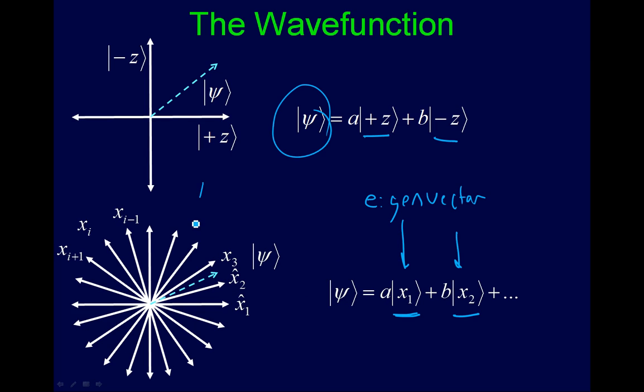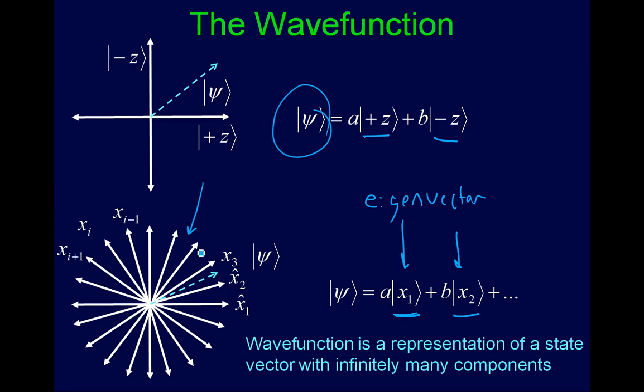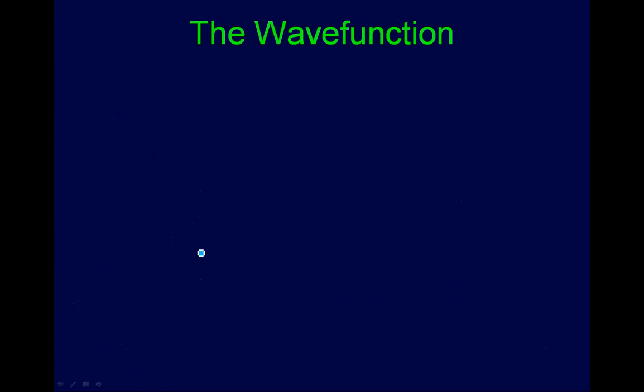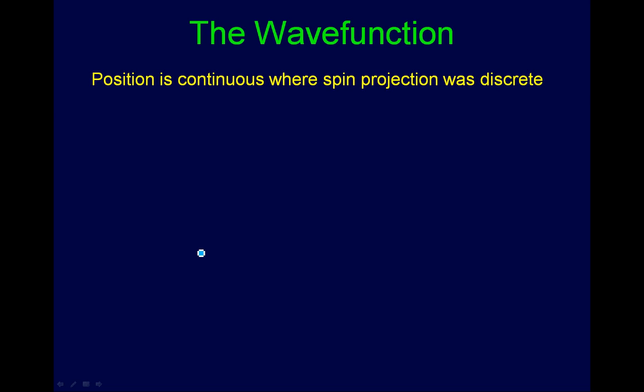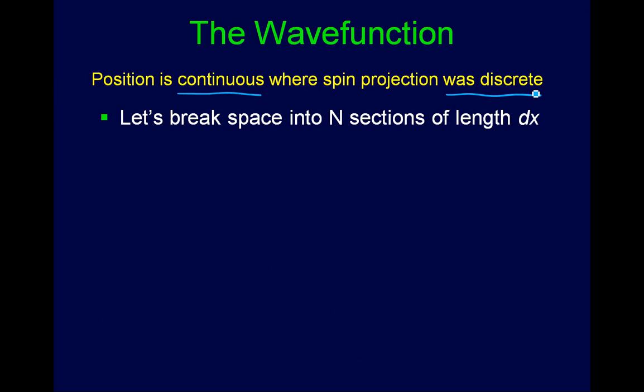And so now we get, this is kind of a tricky little picture, but basically the idea here is that we have some vector that has infinitely many components. And so the wave function is going to be a representation of a state vector with infinitely many components. And so we want to see how that works. Now position is continuous, right? Where spin projection was quantized or discrete. And so we'll find in quantum mechanics some things are discrete, some things are continuous. We've dealt with the discrete case, and so now we want to look at the continuous case a little bit. And so one way we can do this is for position, for instance.